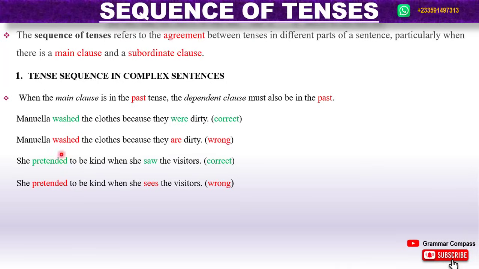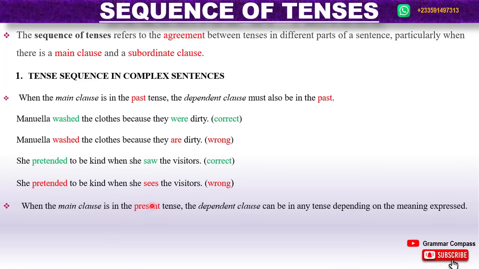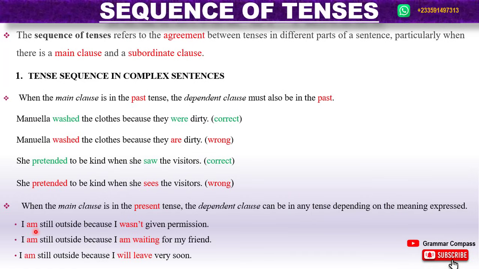What if the tense in the main clause is simple present or present tense? What will be the tense in the subordinate clause? The rule says that when the main clause is in the present tense, the dependent clause can be in any tense depending on the meaning that we want to express. For example, I am still outside. This is simple present. Now look at the form of the verb that we used in the subordinate clause. Because I wasn't given permission. So this is in the simple past tense.